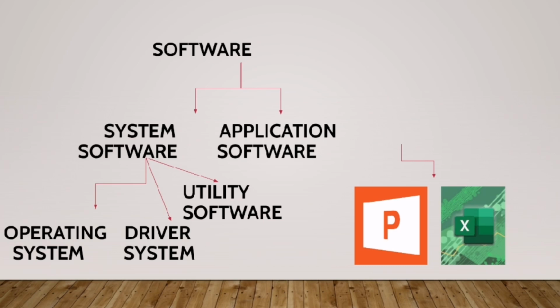System software is divided into three parts: utility software, driver system, and the operating system. The operating system allows the user to connect with the computer directly. The driver system tells the computer hardware how to function, while the utility manages and maintains the computer.